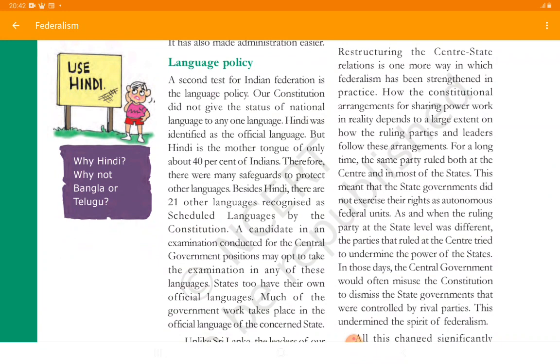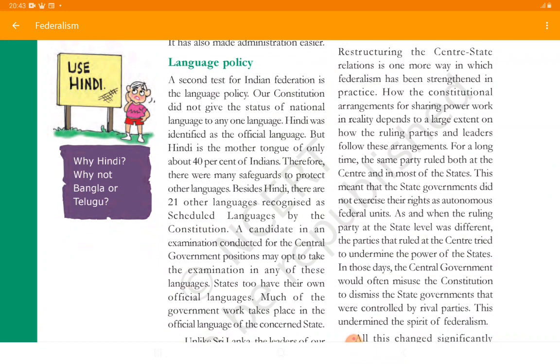A second test for the Indian Federation is the language policy. Our constitution did not give the status of national language to any one language. Hindi was identified as the official language, but Hindi is the mother tongue of only about 40% of Indians. Means 40% of Indians speak Hindi. Earlier it was the official language. Therefore there were many safeguards to protect other languages besides Hindi.